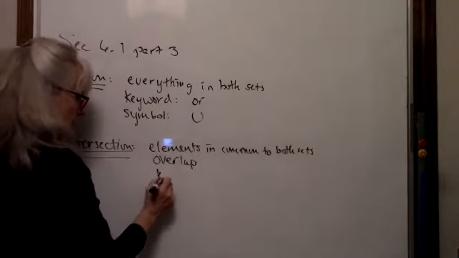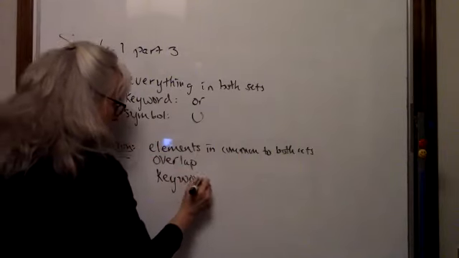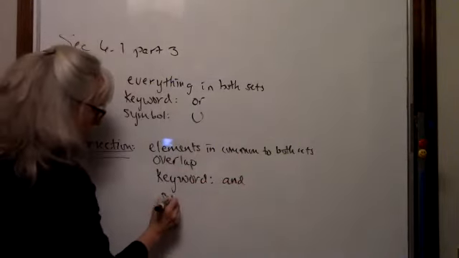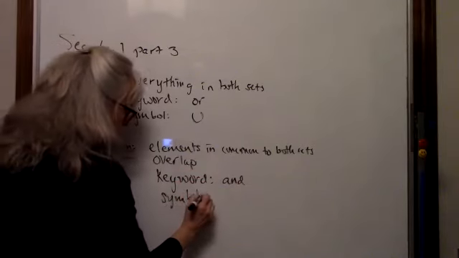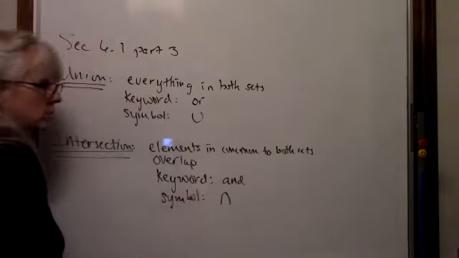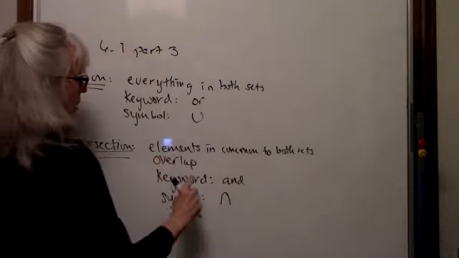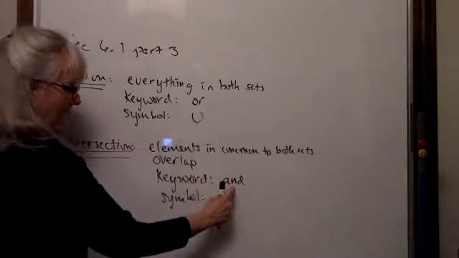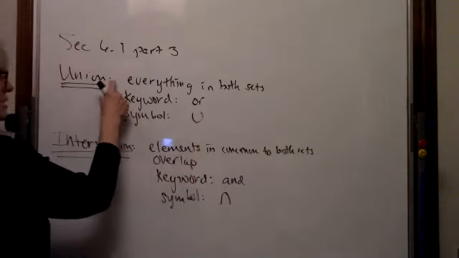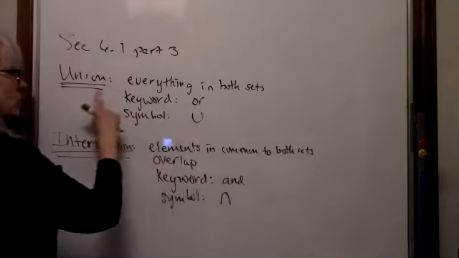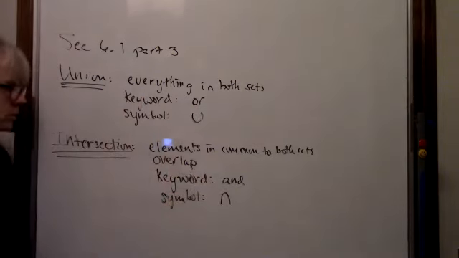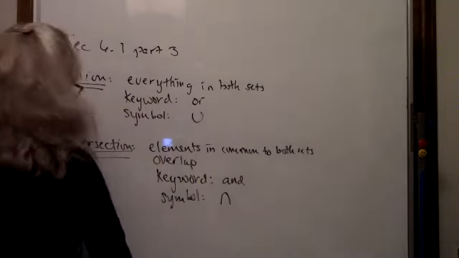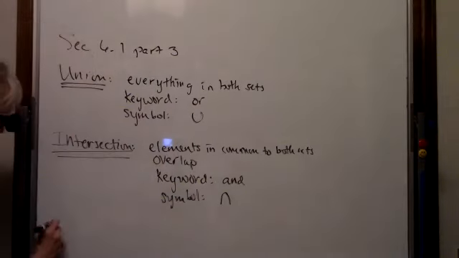The key word for an intersection is the word and, and the symbol for an intersection is an upside down U. It looks like an N without the tail on it. The easiest way to remember the key words is that or is shorter than and, union is shorter than intersection. So short word with short word, long word with long word. So intersection and union. Okay, and then finally, the other terminology that we need is the idea of the complement.